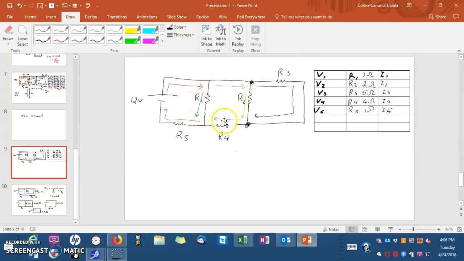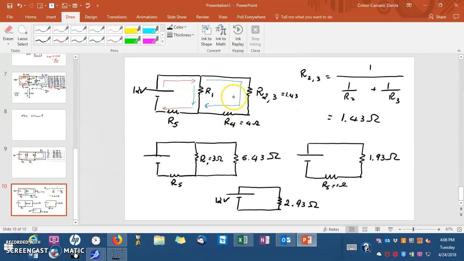Then you have this current here branching off into the orange and the blue, purple, whatever this is. So the only thing you can say at this point is that R2 and R3 are connected by a parallel connection because both of them have exactly the same potential. Since 2 and 3 are connected in parallel, you can calculate the equivalent resistance for 2, 3.